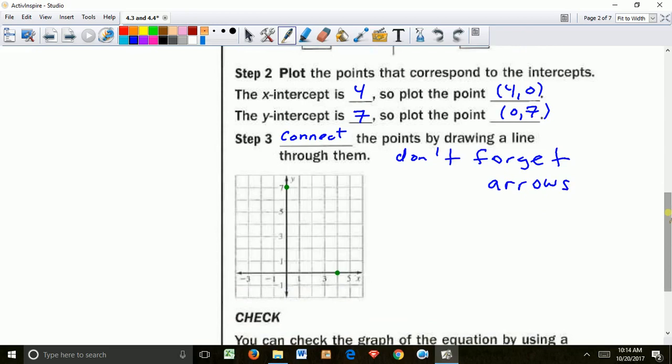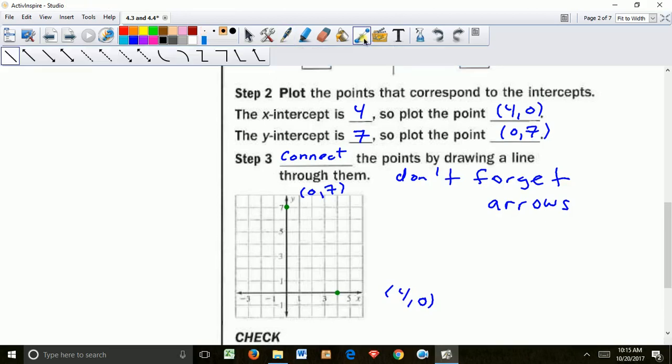So here's the point (0, 7), which is your y-intercept. Again, note that it crosses the y-axis. And then your second point is (4, 0). Now we're crossing the x-axis there. So now we can connect those with a nice line. Again, make sure you have arrows on both ends of your line. You can plug in whatever you want in for x in this equation. There are no restrictions on the domain or range. So just connecting the dots. And make sure you have arrows on both ends.